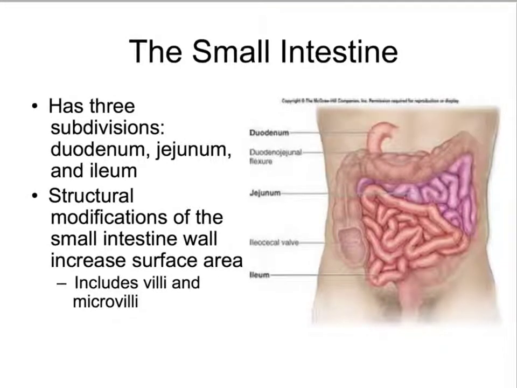The small intestine has 3 divisions: the duodenum, jejunum, and ileum. And inside the small intestine, you've got small modifications that help increase the surface area, called villi, and on top of those, microvilli. So this really increases the surface area so that you can absorb as many nutrients as you can.